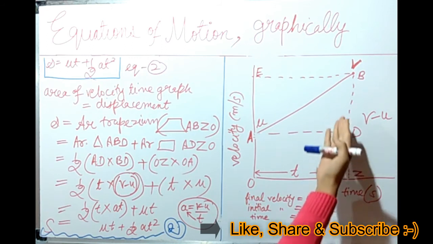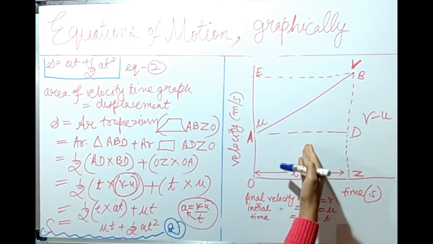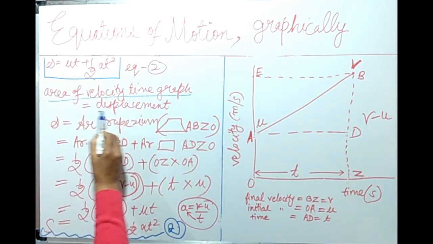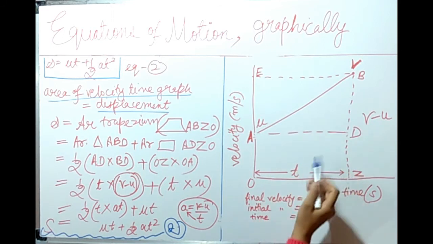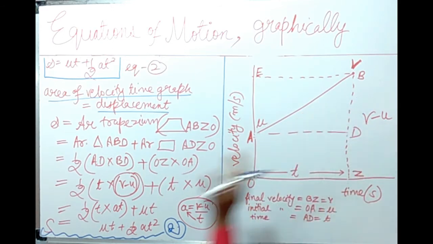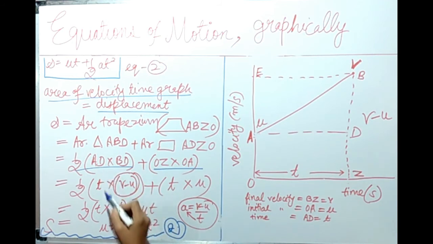We have just taken the area under this graph. Area under this graph is going to give us displacement. Area of velocity time graph gives us displacement, and area of this graph is area of this triangle plus area of rectangle. Area of triangle is half base into height and area of rectangle is length into breadth. Just put the values from the graph.